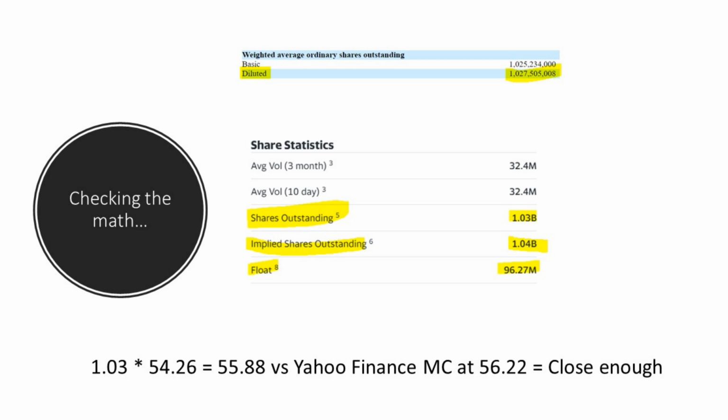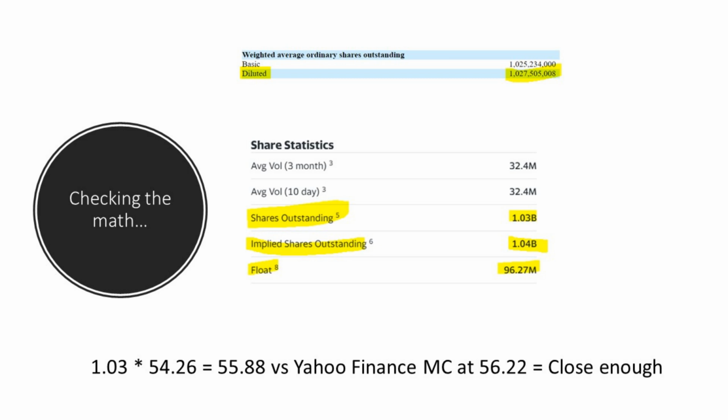So we can take the shares outstanding number there seen at Yahoo Finance, which happens to match the diluted number above. We multiply that by the current share price of Arm stock, which is $54.26, gives us 55.88 billion versus Yahoo Finance at 56.22. So that's close enough. We've calculated market cap using share price and the diluted shares.